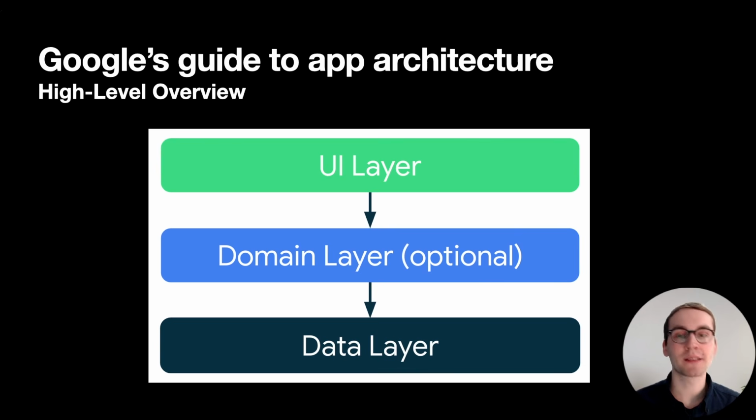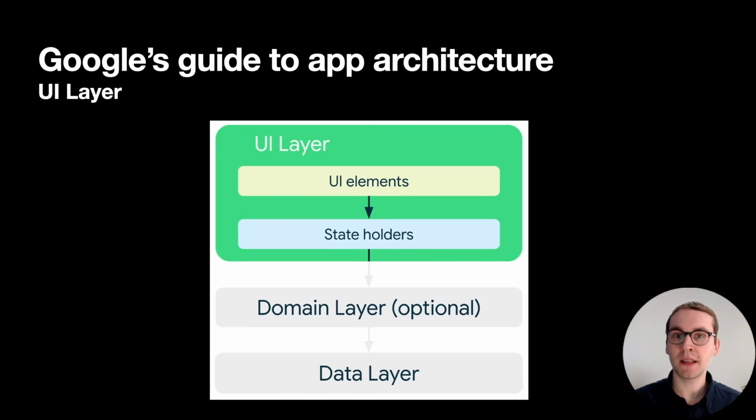A UI layer that is responsible for displaying data on the screen, and a data layer that contains business logic and exposes application data. Additionally, for more complex apps, you can add a domain layer in between those to simplify and reuse the interactions between the UI and data layer. Because of that, you can see that the domain layer is marked as optional on the diagram. So the key idea here is to separate out how data is shown, how it is processed, and where it comes from. So let's go now layer by layer and discuss their responsibilities and common components.